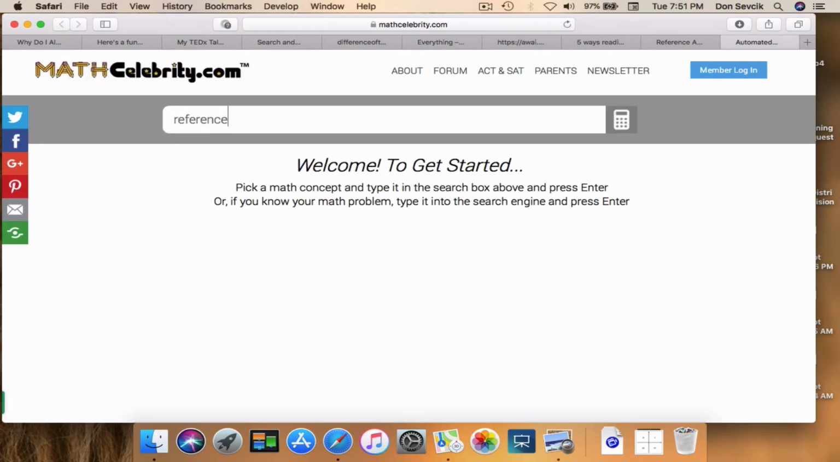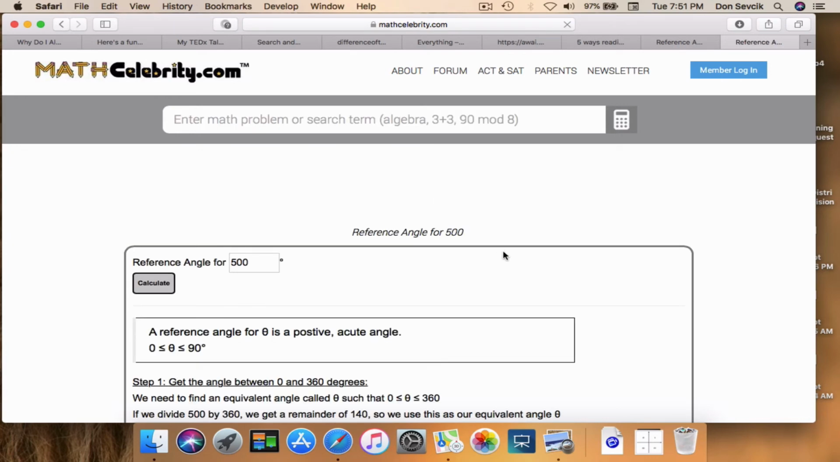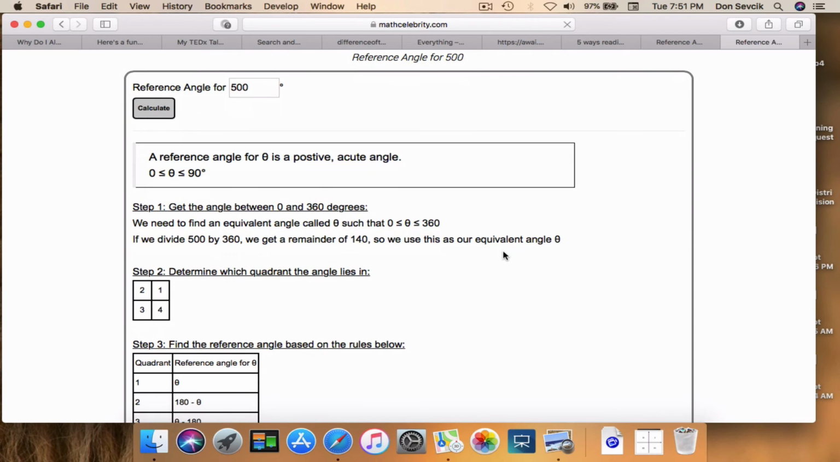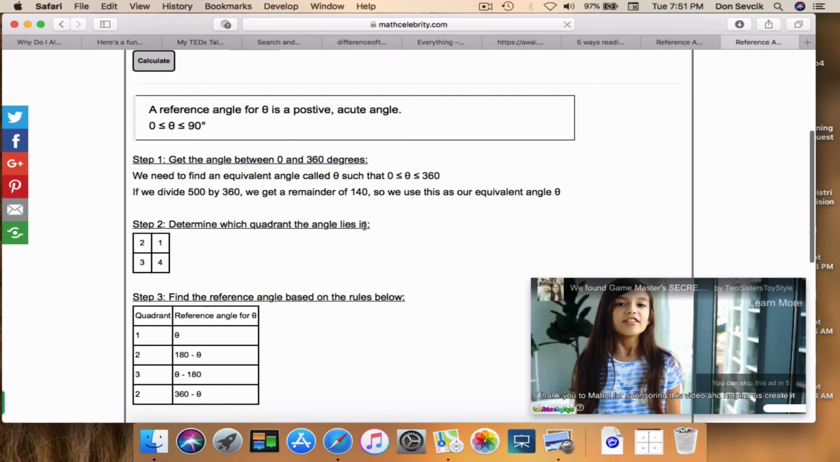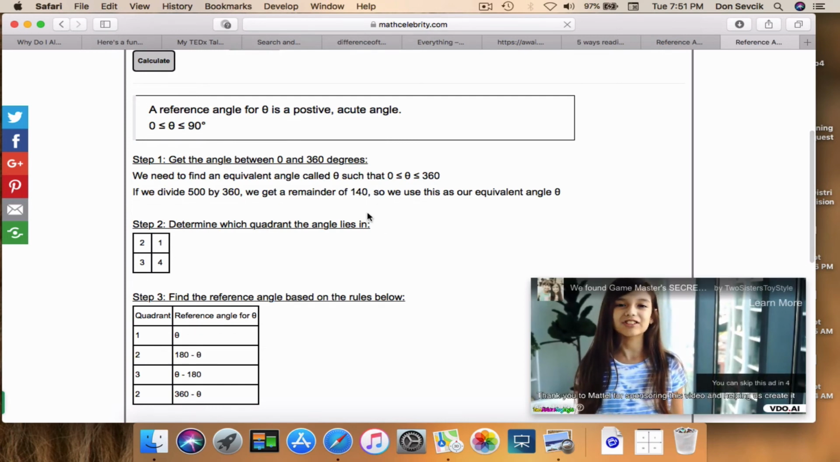With that being said, let's jump on over to the calculator and we will run one example. So reference angle for, let's do the example I walked through in our demonstration, 500. We'll go ahead, type that in, and it jumps to our reference angle calculator. The beauty of this is no matter what angle you enter, it's going to run those 3 steps on your angle. So this is dynamic math. This will change based on whatever angle you enter.